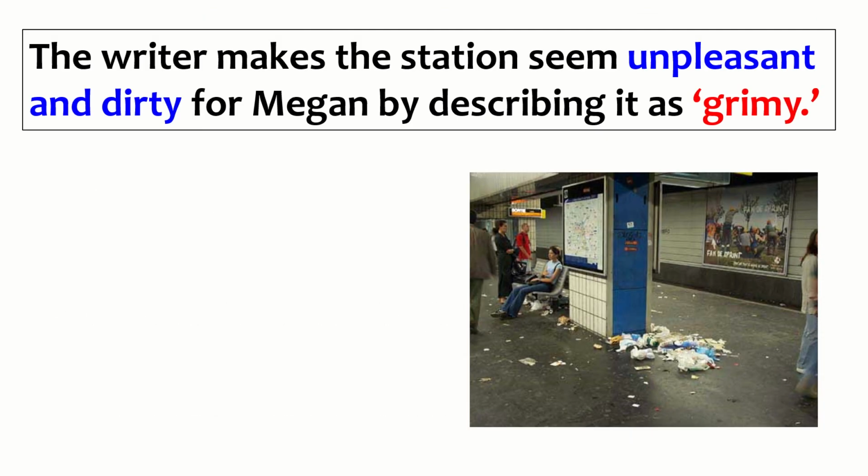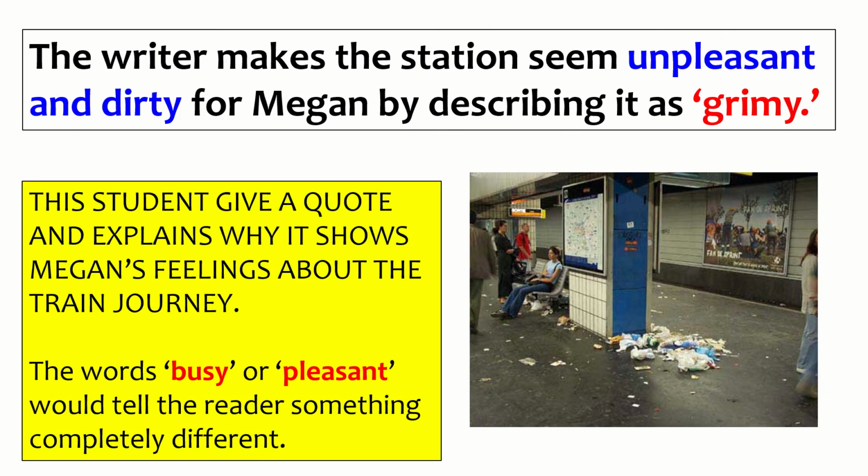First quote is, the station was grimy. Why does this show that Megan doesn't like it? Well, I put, the writer makes the station seem unpleasant and dirty for Megan by describing it as grimy. I've always been that human dictionary. What does grimy mean? Well, it means horrible, unhygienic, and I've put that into my PE. So this student gives a quote and explains why it shows Megan's feelings about the train journey. Instead of grimy, if it would have said the station was busy or the station was pleasant, that would have given the reader a totally different impression, and we would think about the train station in a completely different way.